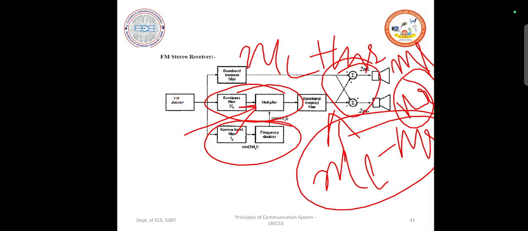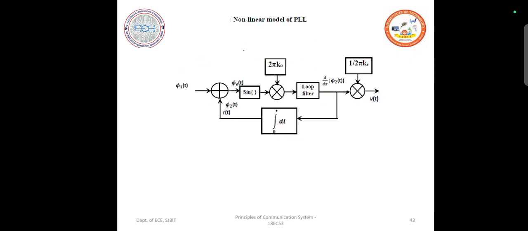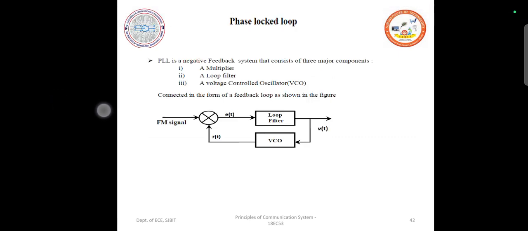So we shall now discuss the next kind of frequency demodulation, which is the phase locked loop. We shall try to understand it.